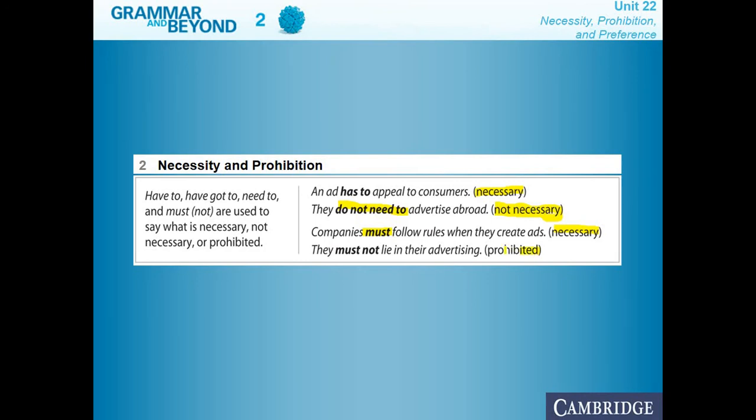And then we have: you must not lie in the advertising. Something that I want you to notice is that instead, this is prohibited. So that means that it's not allowed. Every time that you see the words must not, that means that it is a prohibition, something that is either against the law or is not allowed at all.